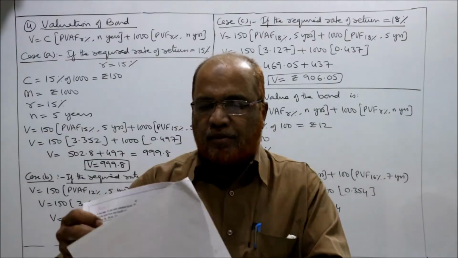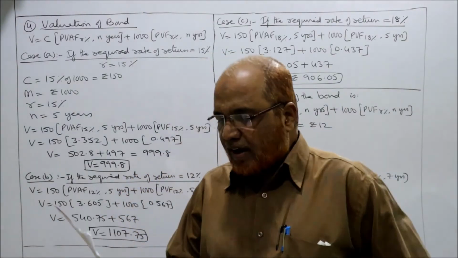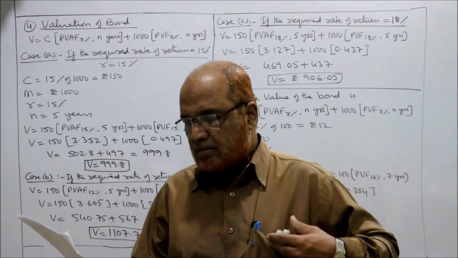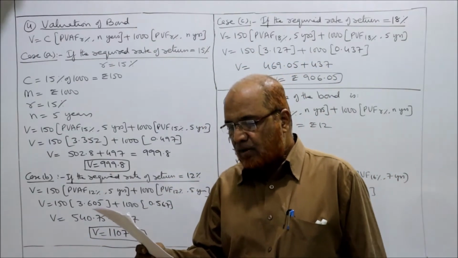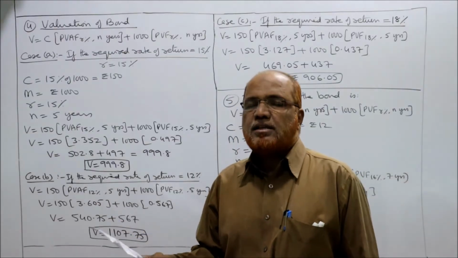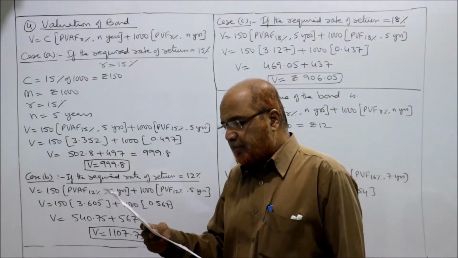So now the problem number 4. Fourth problem, see carefully. Find the value of debenture from the following. Face value of debenture is 1000. Annual interest rate. This annual interest rate is the coupon rate. The coupon rate is 15%.